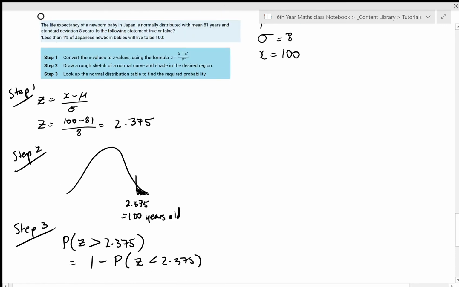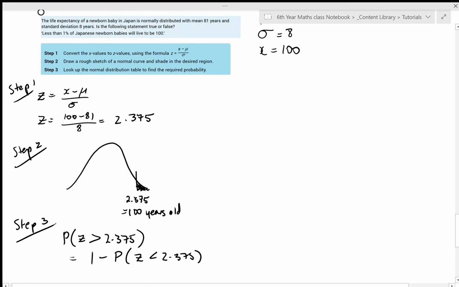Okay, so 2.375, again, a quick little sketch says, okay, that is the bit above that, 2.375. So quite small, you can see it's going to be quite small. So basically, the statement is less than 1% of Japanese newborn babies will live to be 100. Okay, so that is the percentage there, and you just need to work out now the percentage of that.